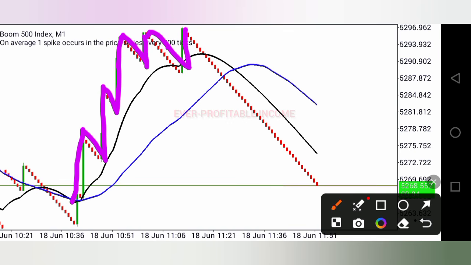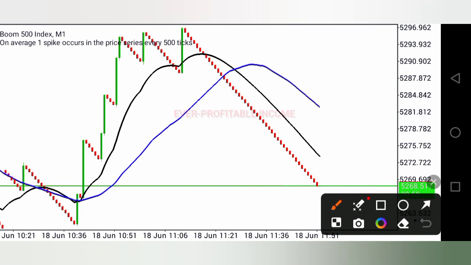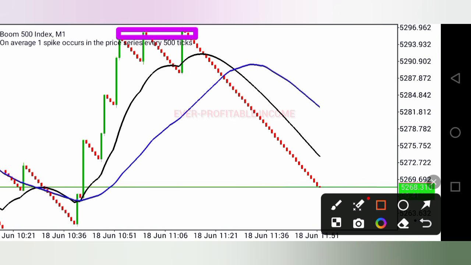So right here we can classify that as a triple top. Can you see that? When you have a triple top, price is likely going to go downward. When price has been rejected at a particular spot twice, price is likely going to change direction, and that's exactly what happened right here.